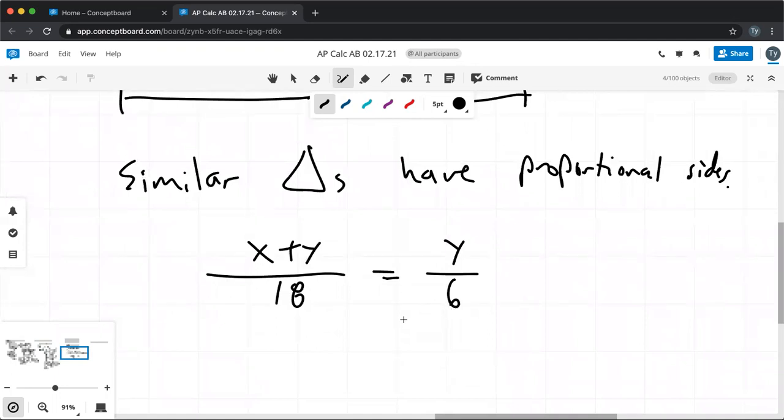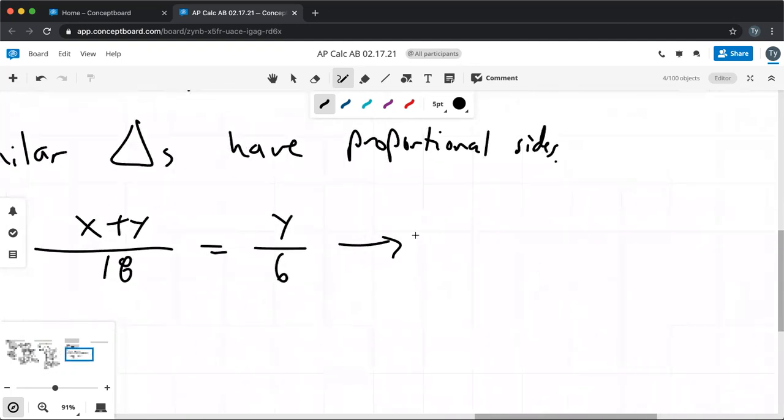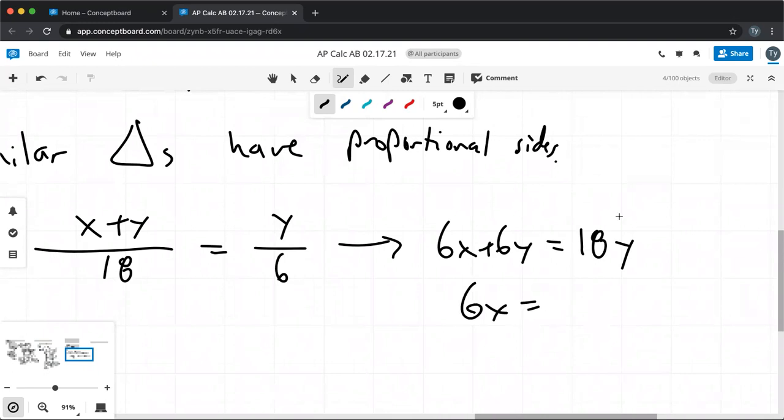All right, and then we cross multiply. That gives us 6 times (x plus y), well, that's 6x plus 6y equals 18 times y. If we subtract 6y from both sides, we get 6x equals 18 minus 6, which is 12y. And if I divide both sides by 12, you get y equals, well, 6 over 12 is a half, times x.